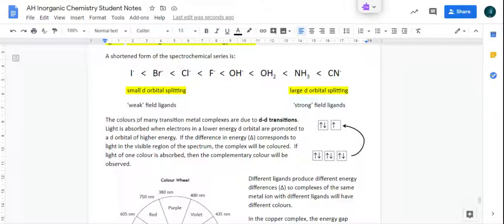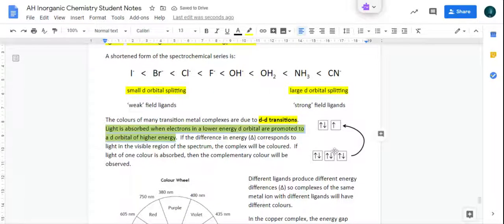Okay, so now we've split the d orbitals. The colour is actually due to d-d transitions, and the name gives away exactly what happens. You get a transition from the lower set of d orbitals to the higher set of d orbitals, and it's electrons that move from the lower to the higher. As we've seen before, whenever you promote an electron from a lower level to a higher level, energy is absorbed. In the case of transition metal complexes, light is absorbed and the electrons are promoted from a lower energy d orbital to a higher energy d orbital.